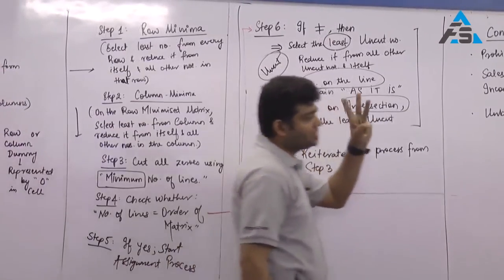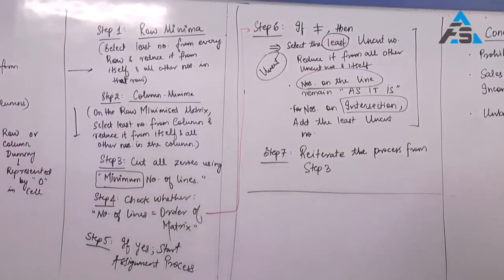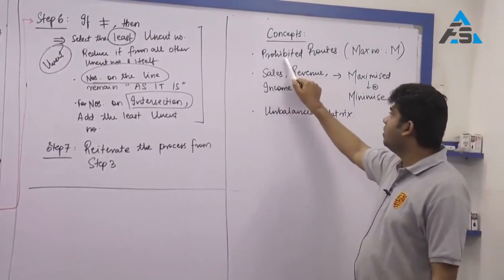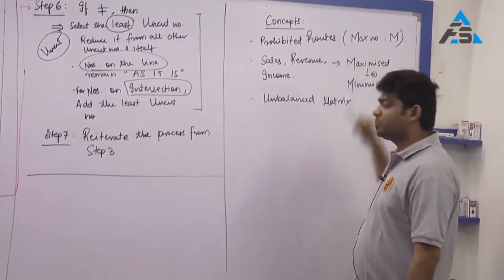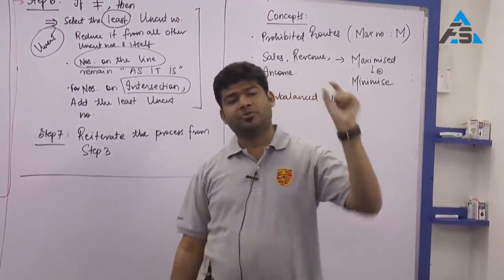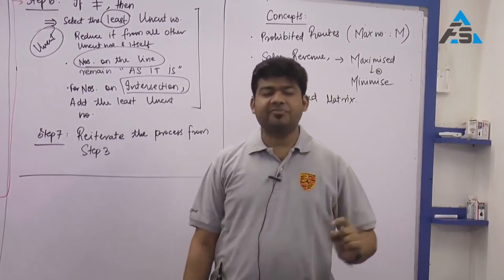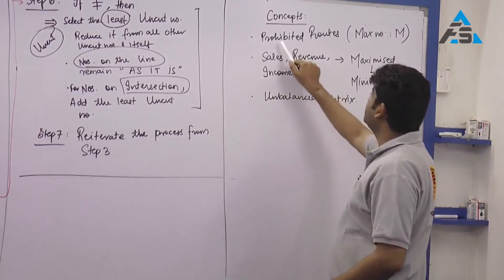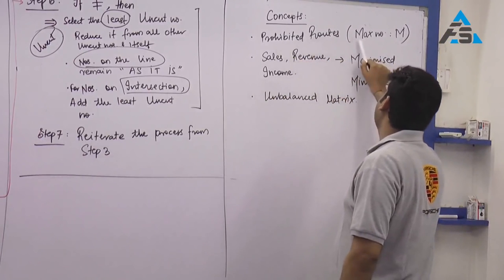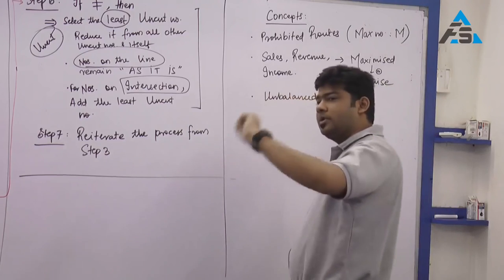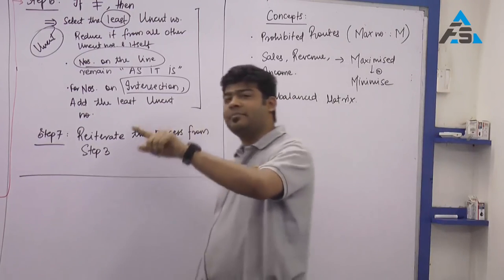3 important concepts to be kept in mind while solving assignment problems. 1. There can be a question on prohibited routes. What are prohibited routes? Assignment is not possible for a particular resource. So if there is no assignment possibility there, we call it a prohibited route and we denote it by a maximum number M. Any number added to M, M. Any number subtracted from M, M.